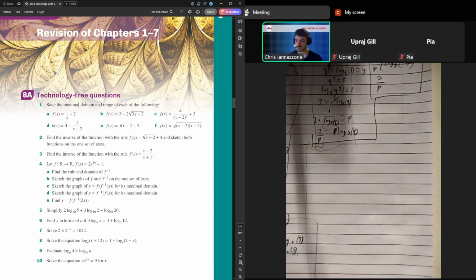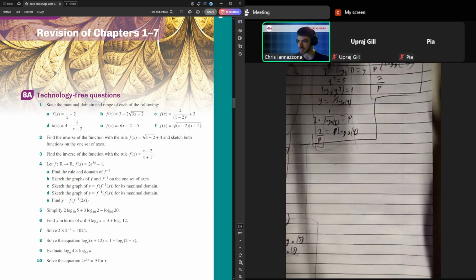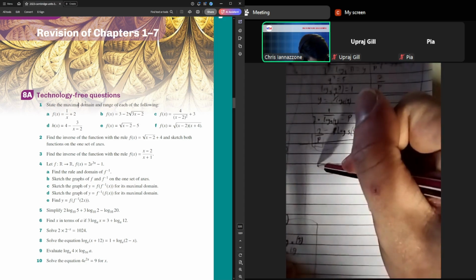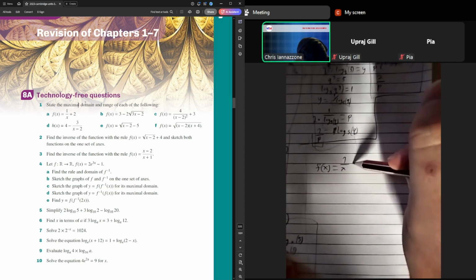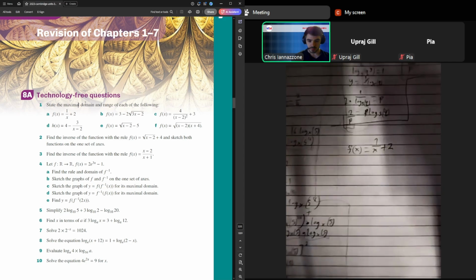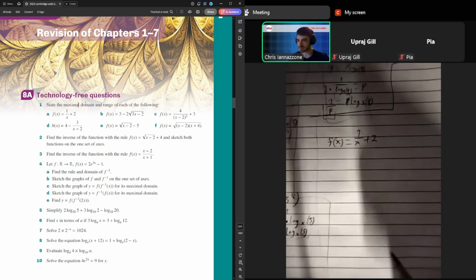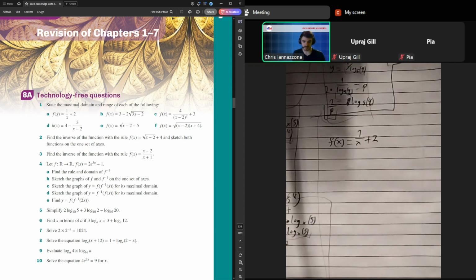But the first question is to do maximal domain and range of certain functions. So maximal domain we have is a function f of x is equal to 1 over x plus 2. When we're talking about maximal domain, it simply means all the possible x values for that function. So really the easiest way to go about these is to figure out what would be the restriction, like what x values can't I put into this, and then your domain is going to be everything but that.